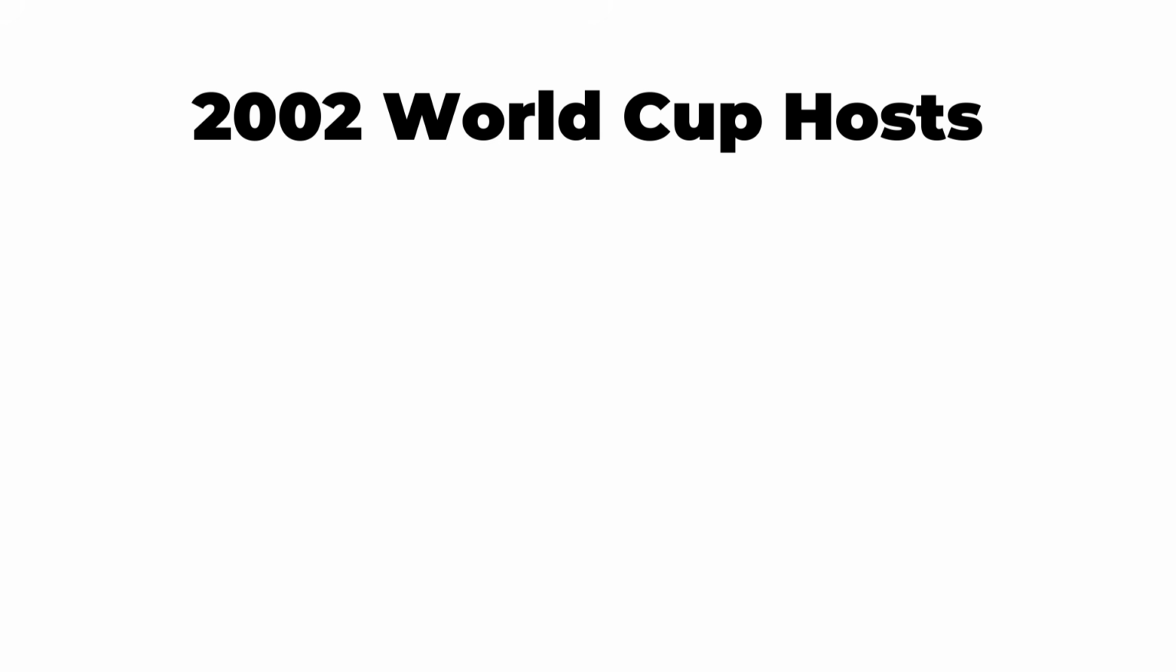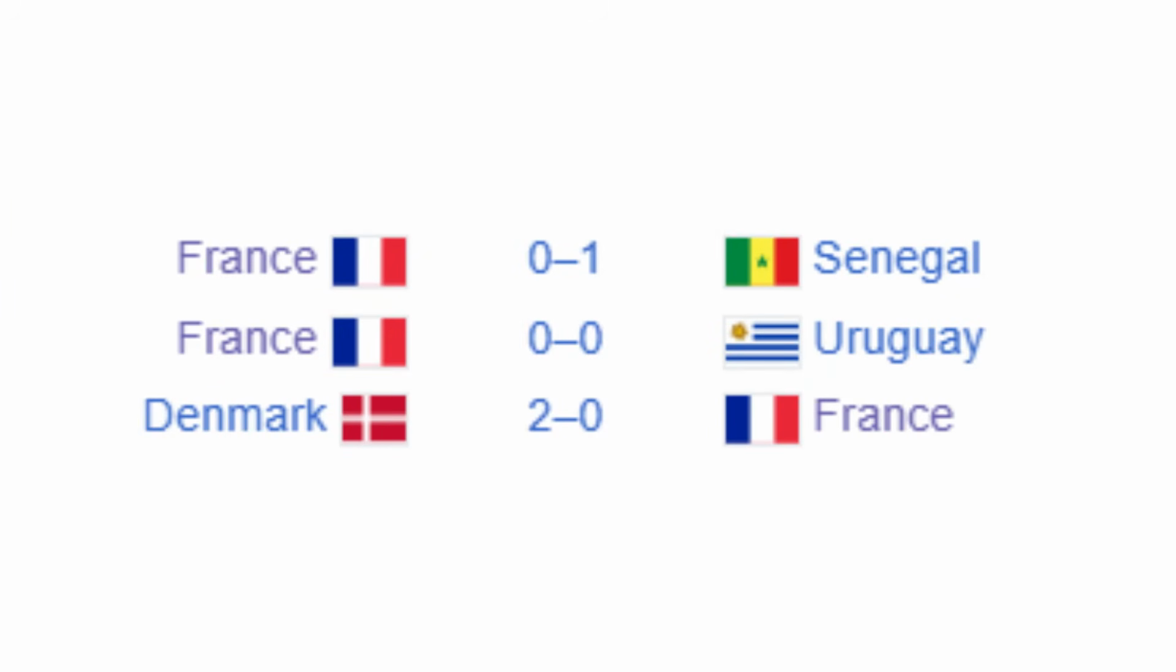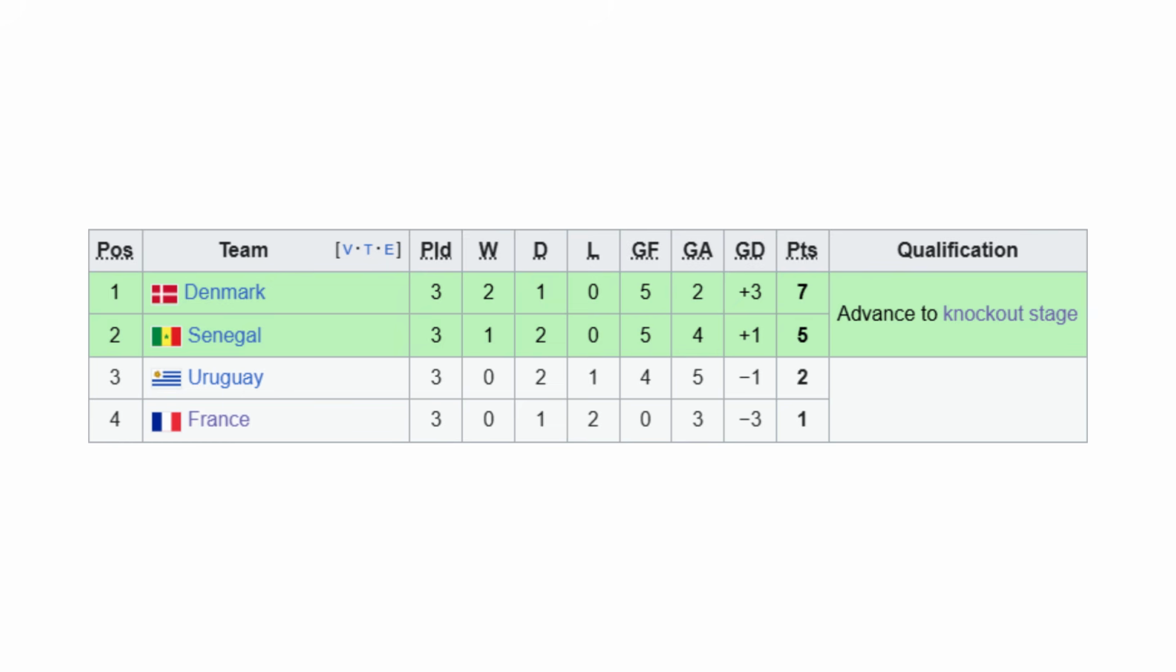This was France's big moment, especially big when you consider what happened in 2002. First World Cup in Asia, by the way, South Korea and Japan to be exact. Oh, about France. France lost 1-0 to Senegal, drew 0-0 to Uruguay, and lost 2-0 to Denmark. Yeah, Les Bleus were out in the group stage.